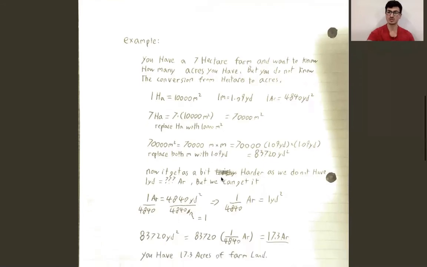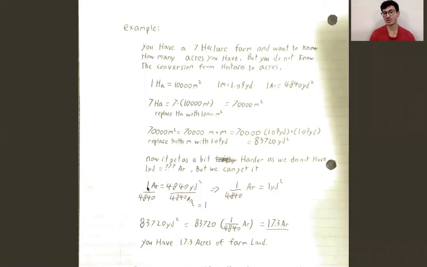Okay, so now it gets a bit trickier because what we've been doing in the past is we've been just saying, okay, if we have the unit hectare, we know that 1 hectare equals 10,000 meters. So we're just going to replace the hectare with 10,000. But here, we don't know how many acres 1 yard squared is. So we can't just replace 1 yard squared with anything. So let's figure that out.